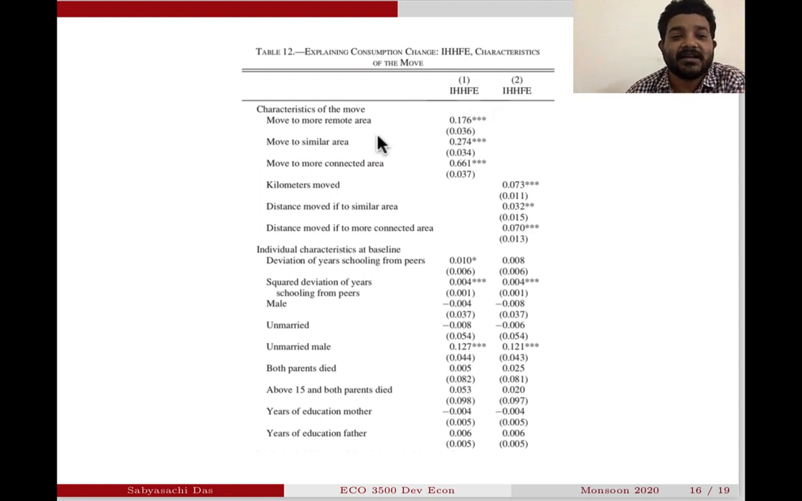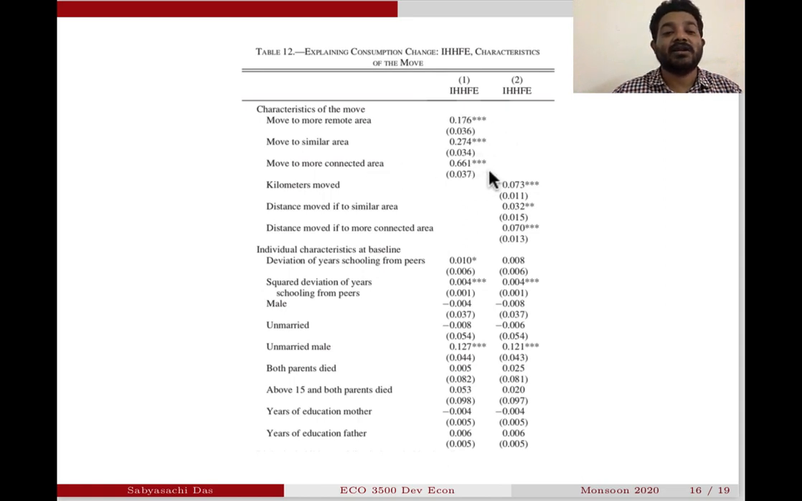So this is basically saying that the farther you move, the greater is your return. If you move to a more remote area versus a more connected area, the returns are higher. So it's something to do with location, but it is still the case that if you move to a more remote area from where you are living, even then there is a return. So it's not all the fact that you are moving to a capital city or a more urban area that drives the return. Even if you move to a more remote area, you find positive income growth relative to those who stayed there. Even then there is a return to migration, right?